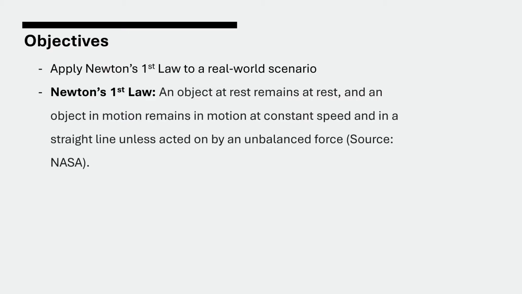So the objective of this lab is to apply Newton's first law to a real-world scenario by rolling a ball with a constant velocity and no net force on the ball, filming it, and then tracking that data. Newton's first law says an object at rest remains at rest, and an object in motion remains in motion at a constant speed in a straight line unless acted on by an unbalanced force. So if there's no net force on the ball, it will remain going at the same velocity.